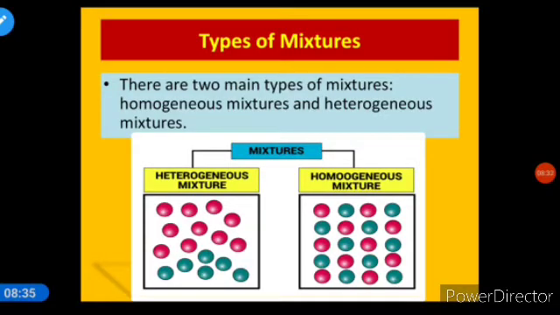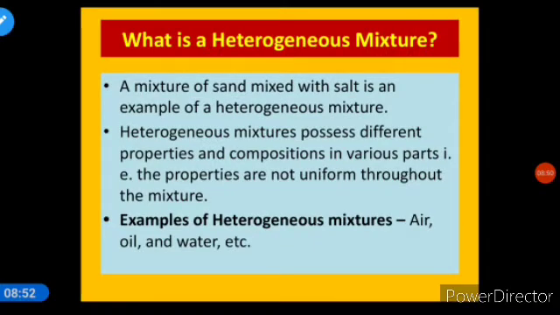Now we can discuss the types of mixtures. There are two types of mixtures. One is a homogeneous mixture and another one is a heterogeneous mixture. Now one by one we can discuss the types. What is a heterogeneous mixture? A mixture of sand mixed with salt is an example of a heterogeneous mixture.